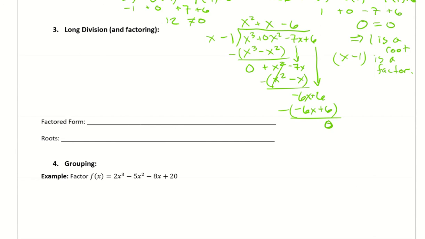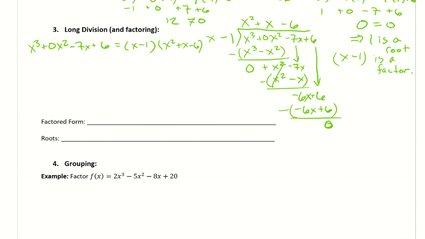Therefore, it works. So now we can rewrite this original function as x cubed plus 0x squared minus 7x plus 6 equals x minus 1 times x squared plus x minus 6. So now we've factored it down to a quadratic and a monomial. So now it's a lot easier to work with. Now we can just do what we normally do to factor a quadratic and figure out the answers to this.